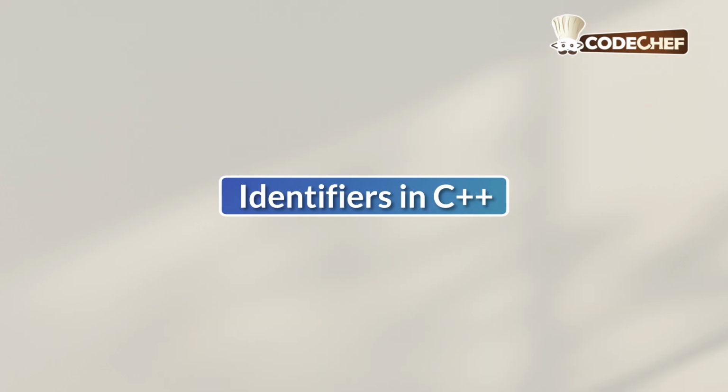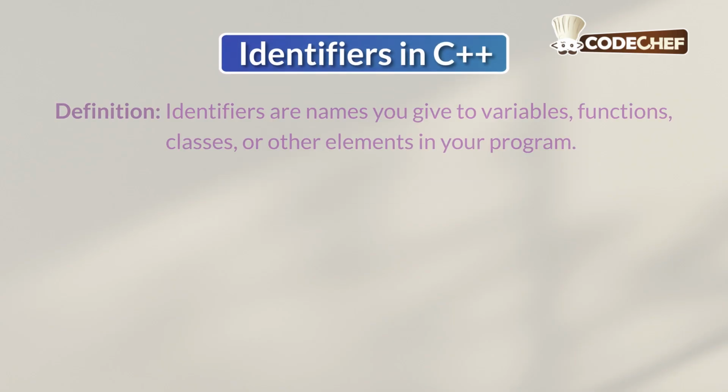Now the next topic is identifiers in C++. So what are they? Identifiers are names that we create to represent variables, functions, classes or other user-defined items in C++. So identifiers are exactly opposite to keywords because keywords are predefined while the identifiers are created by us.